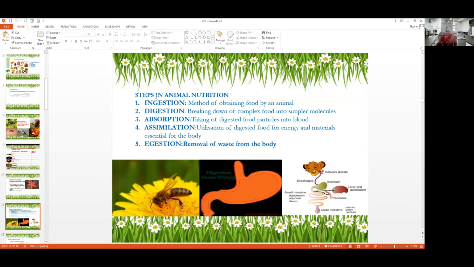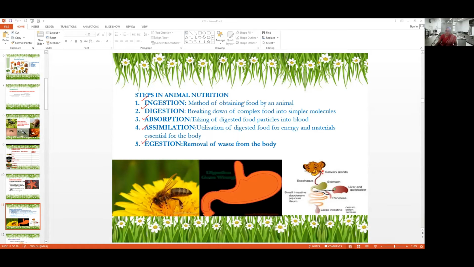Okay. Now coming to steps in animal nutrition. What are the steps involved in animal nutrition? I told about holozoic nutrition in the class. What is holozoic nutrition? The mode of intake of food through the mouth is called holozoic nutrition. Okay. So it includes 5 main steps: ingestion, digestion, absorption, assimilation, and egestion.